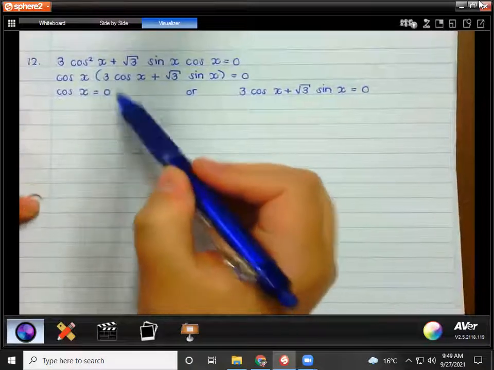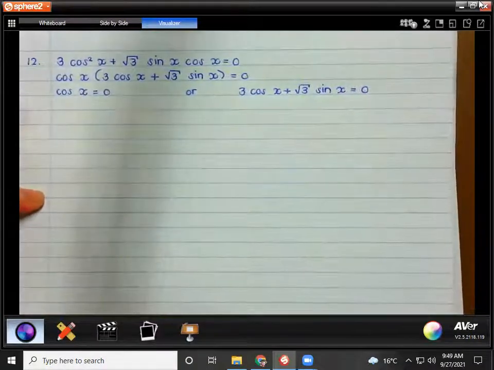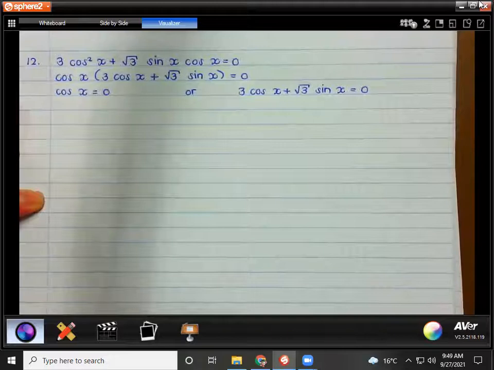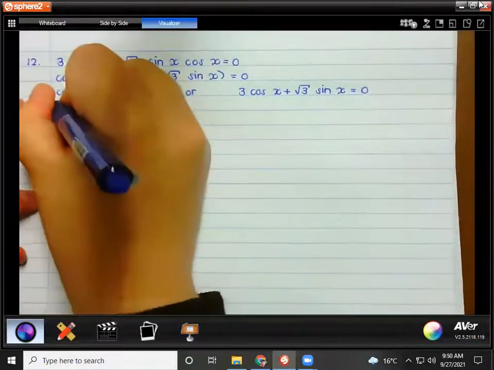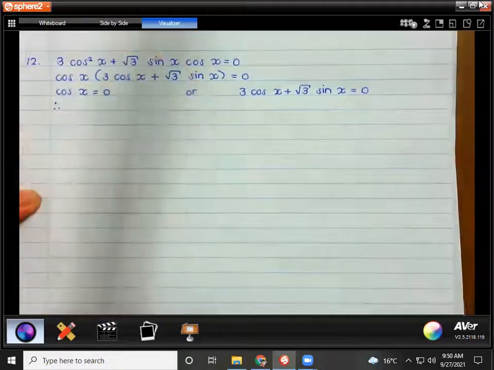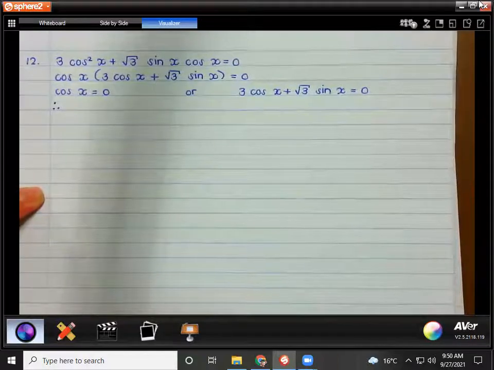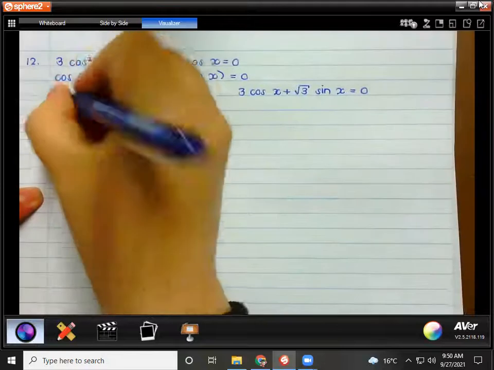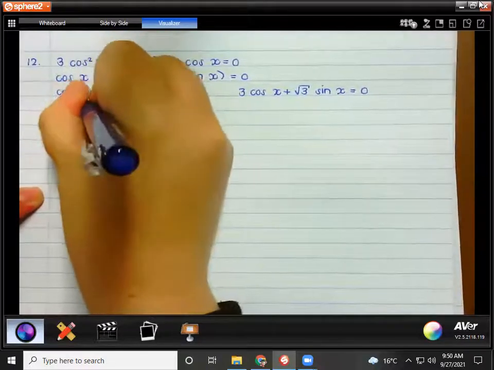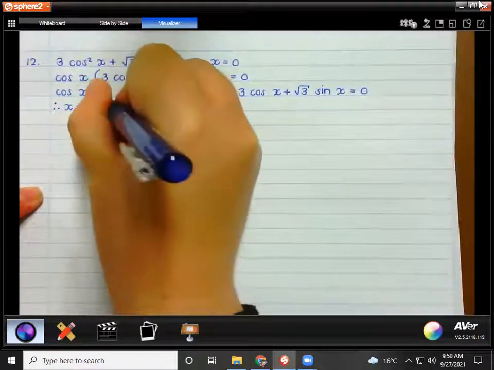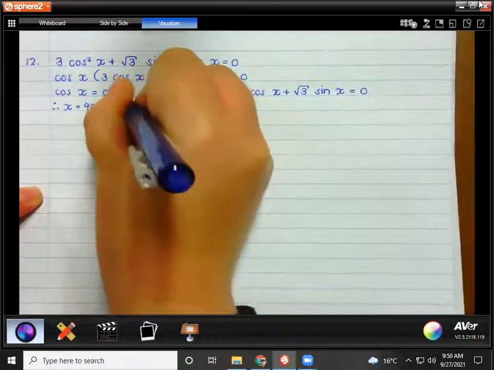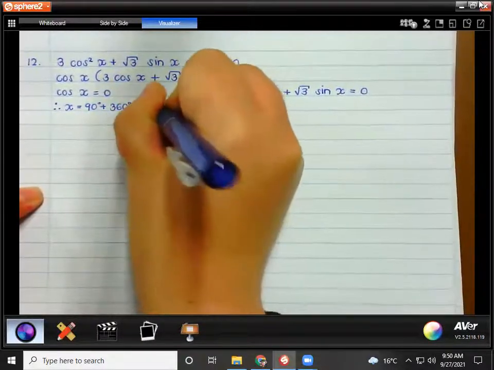Remember, when it's 0, we need to just think of the graph of cos x. Where is that graph equal to 0? Jasper? Okay, do we all understand that? Remember, the cos graph starts at 1, right? Then it goes down to 0 at 90. So that's the first one. So x equals 90 plus 360n, and then n element of z.